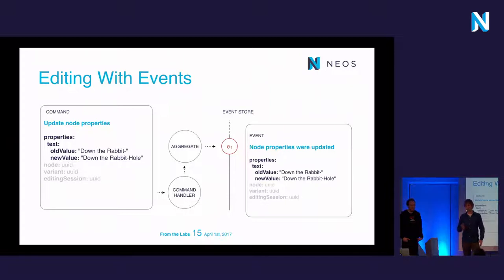So that's easy. We just have an event which is named in the past tense: node properties were updated. And again, we have this payload of the text property. Until this, it's pretty easy and obvious. And we can go further.